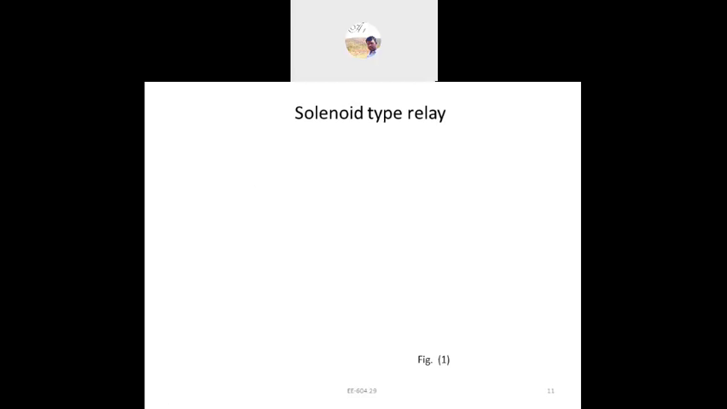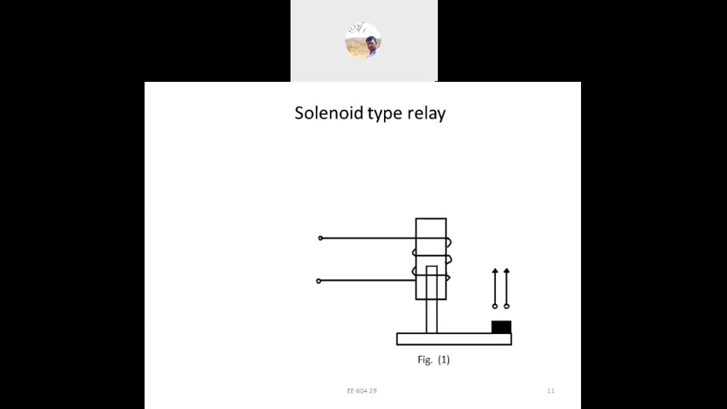Here is one of the types, the solenoid type, which is an electromagnetic type. It is one of the examples of the electromagnetic relay. Here the supply will be connected here.